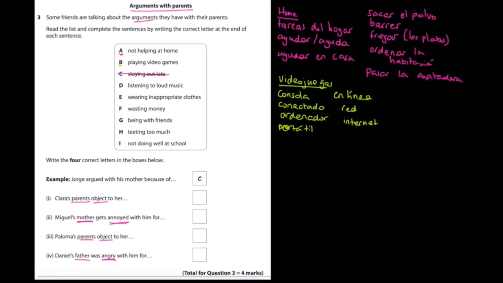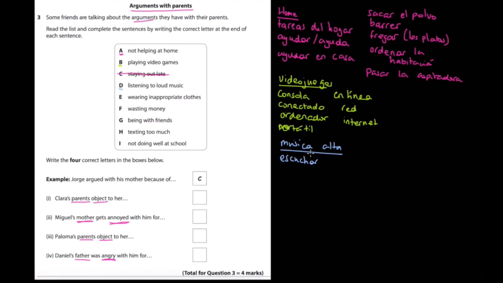Next one would be listening to loud music. Okay. D would be listening to loud music. So I might hear, of course, música alta. And of course, I might hear a verb like escuchar.